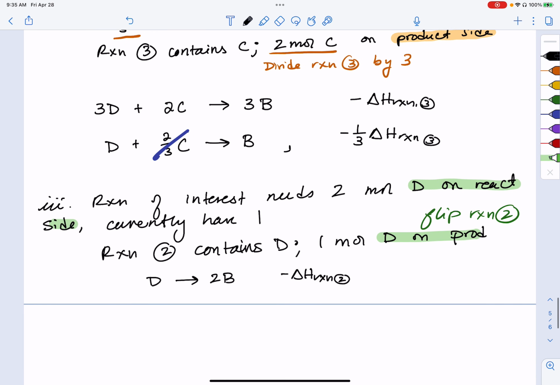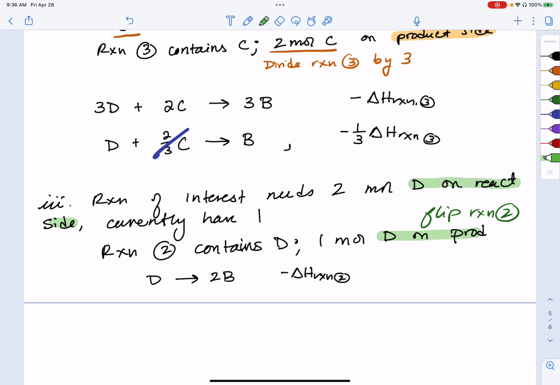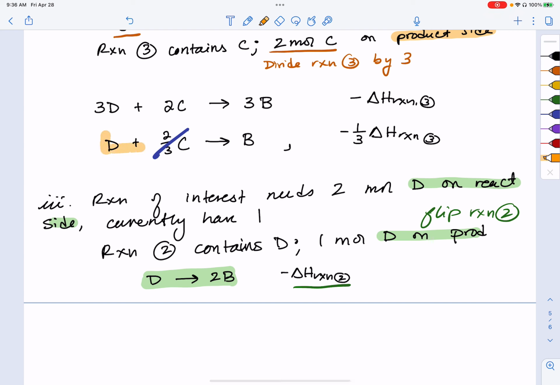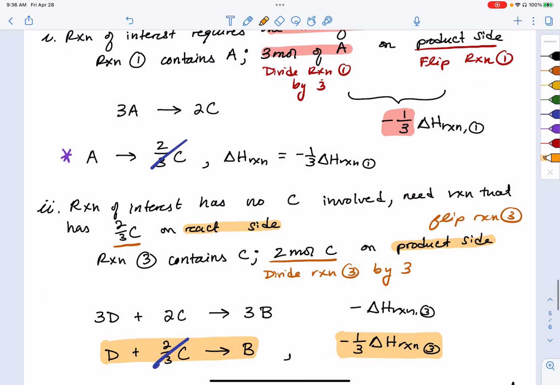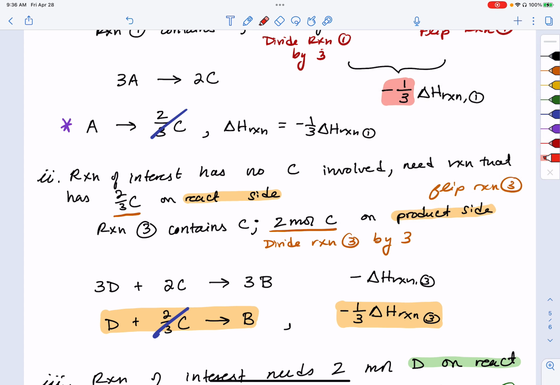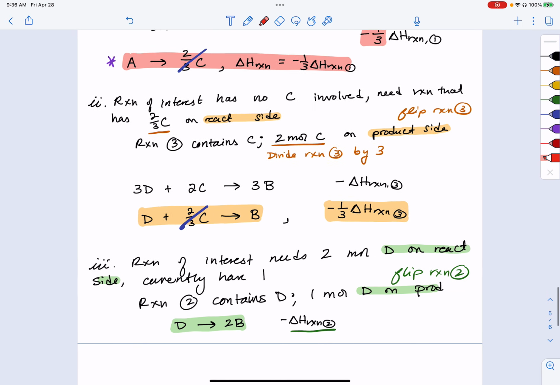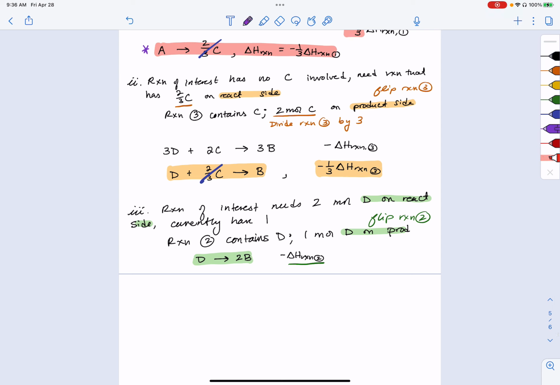Okay, let's see if what we have so far will give us what we want. So we have flipped reaction 2's heat of reaction. We have flipped and cut in third reaction 3. And we have also flipped and cut in third reaction 1. So I'm just going to rewrite all these things, including the C's that have canceled. So let's see if we can make our reaction of interest based on what we've got going on so far.